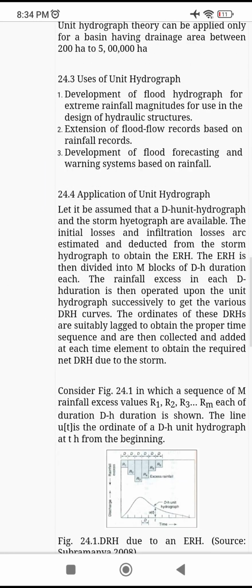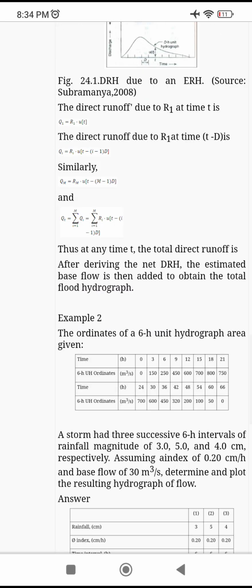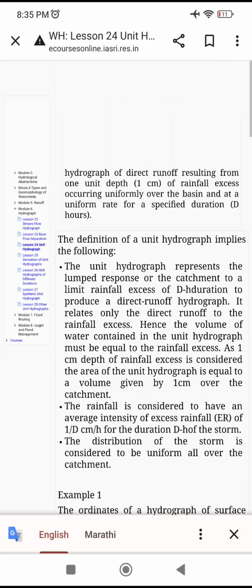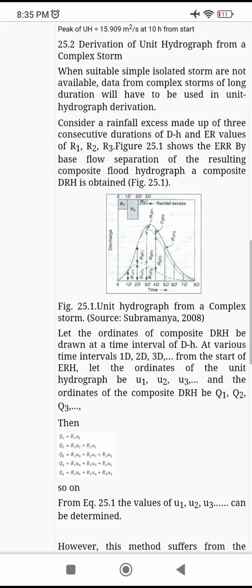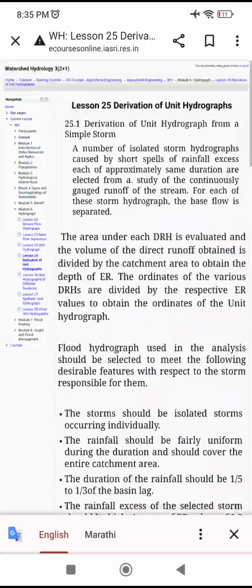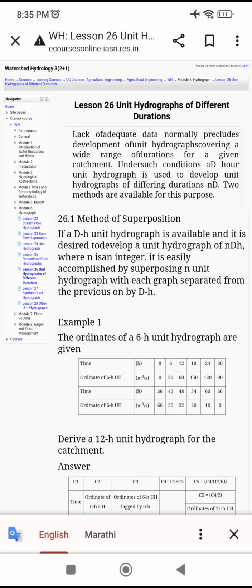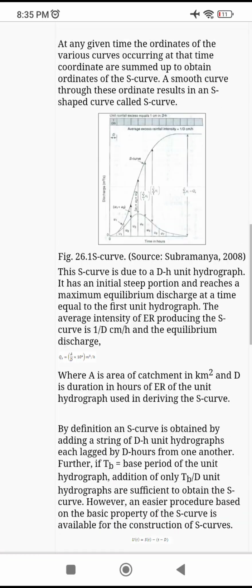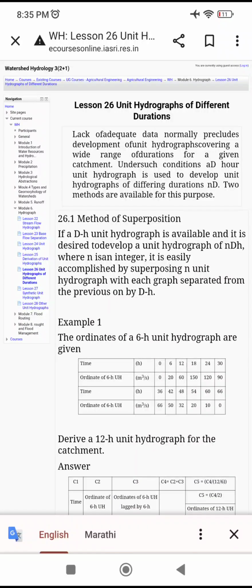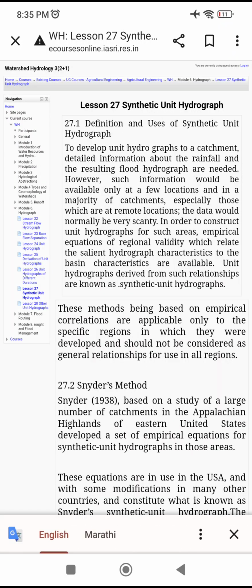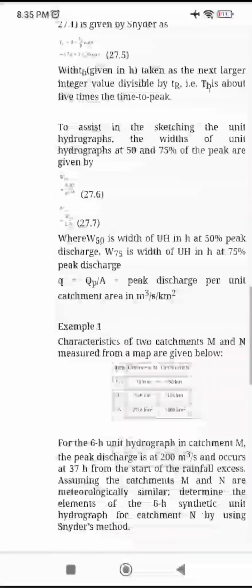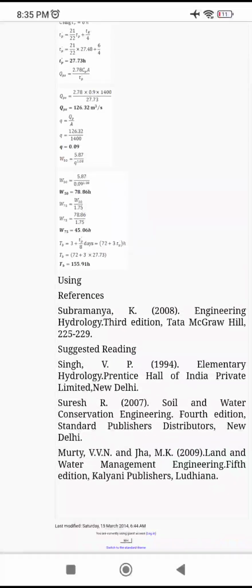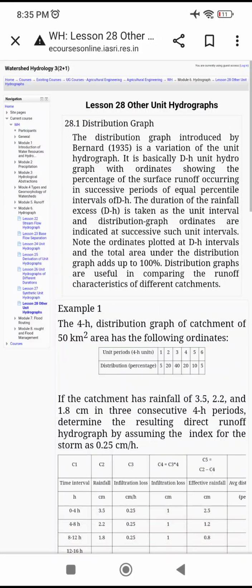So this is unit hydrograph. Application of unit hydrograph you should know. This is somewhat practical part, so you just go theoretically, means what is the definition of unit hydrograph. Then these are different types of unit hydrograph. Synthetic unit hydrograph, Snyder's method. These are some methods to obtain this particular type of hydrograph, so no need to go in that much deep.